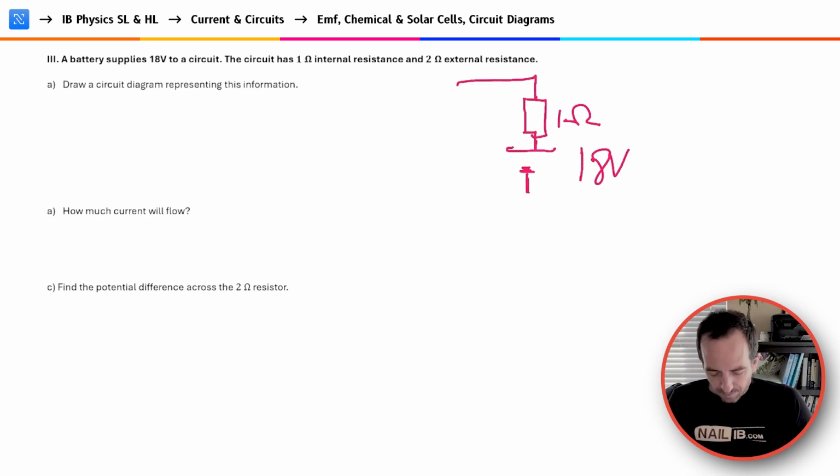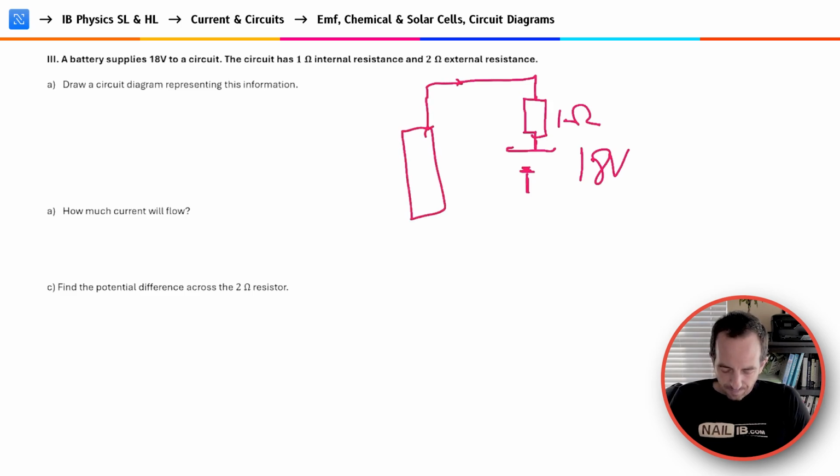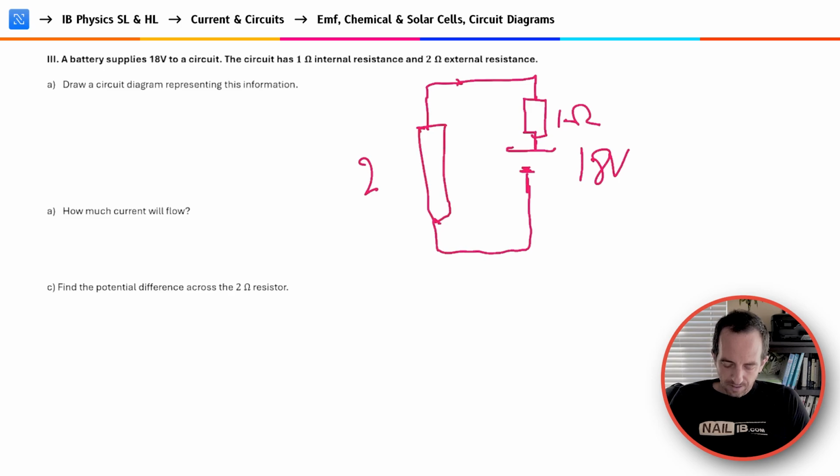And then, in addition, we have 2 ohms of external resistance. That might be a resistor of some kind, or any other component that adds on resistance. So we have 1 ohm. Let me make that. So here's my external resistance, 2 ohms.